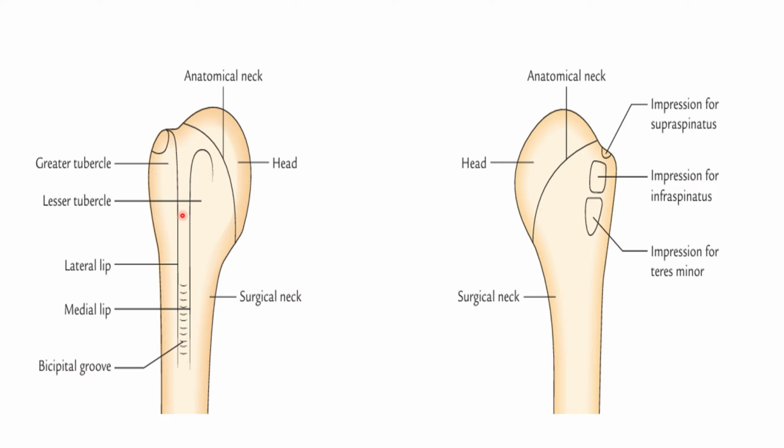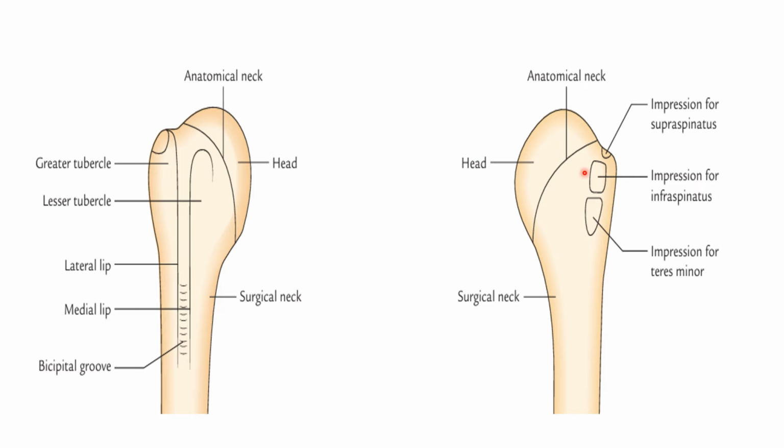Between the greater and the lesser tubercle, that's where we have the bicipital groove or the intertubercular sulcus. The bicipital groove has two lips. We have the lateral and the medial lip. So we have the surgical neck, anatomical neck, then the head, which is round and smooth, to form an articulation with the glenoid cavity, forming the glenohumeral joint.